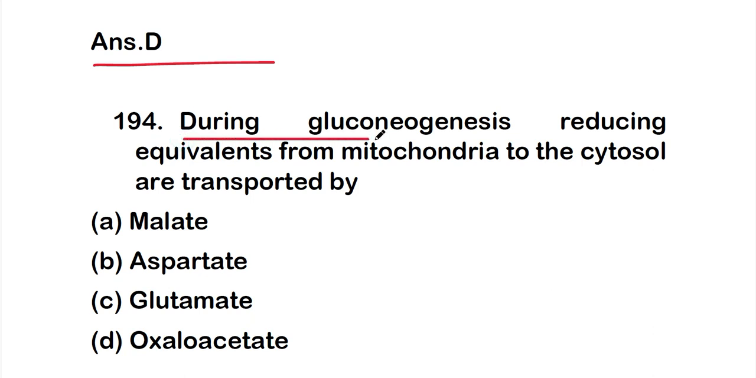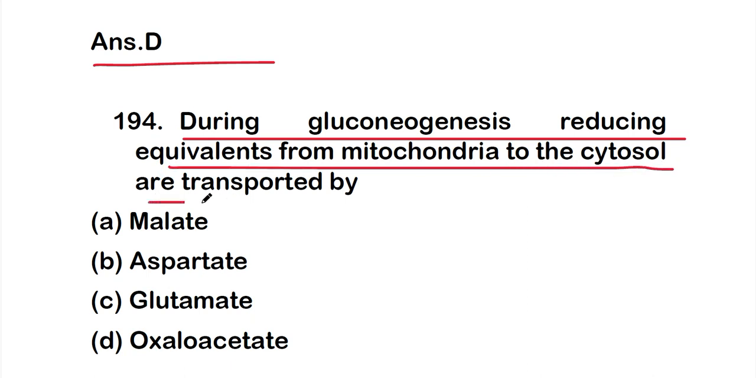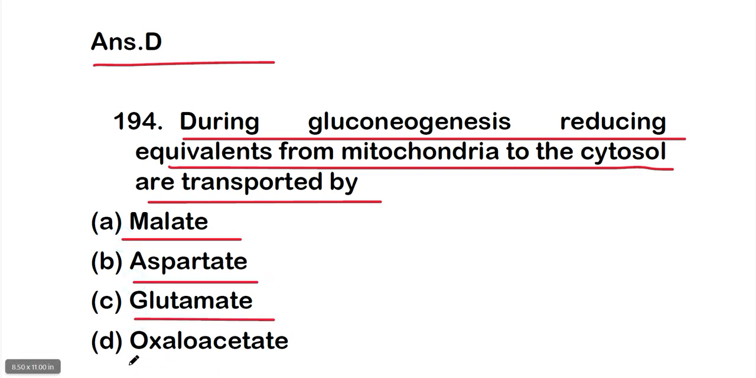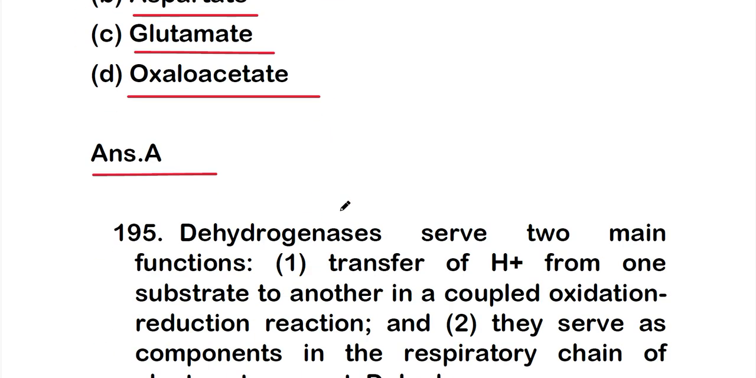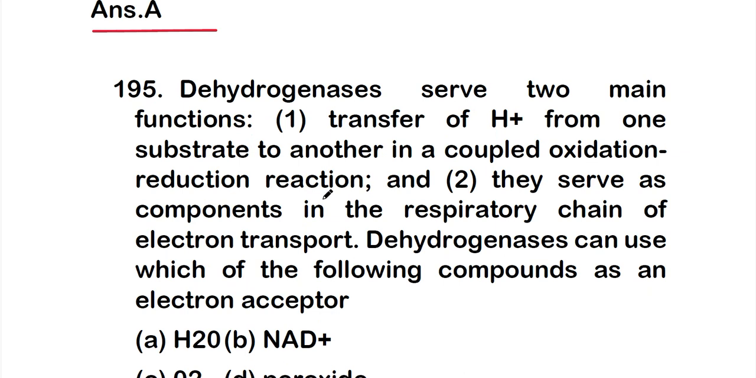So during gluconeogenesis, reducing equivalents from mitochondria to the cytosol are transported by: option A, malate; option B, aspartate; option C, glutamate; or option D, oxaloacetate. And the right one is option A, that is malate. So during gluconeogenesis, reducing equivalents from mitochondria to the cytosol are transported by malate. Okay. Next, let's see. Next is question number 195.